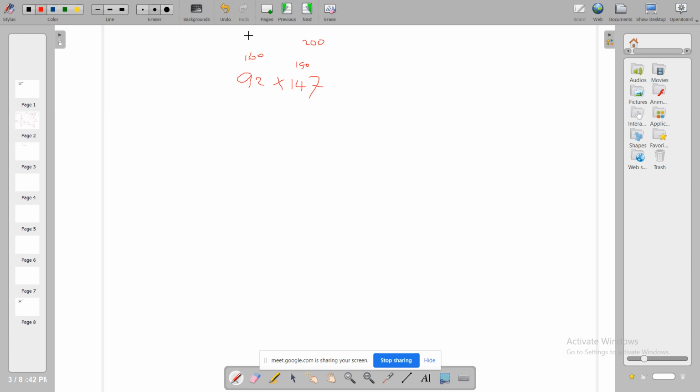Okay, so now I'll think of 200 here and I'll think of 100 here. So now my main reference number is what? 100 because 92 is starting first. So my main reference number here is what? 100.